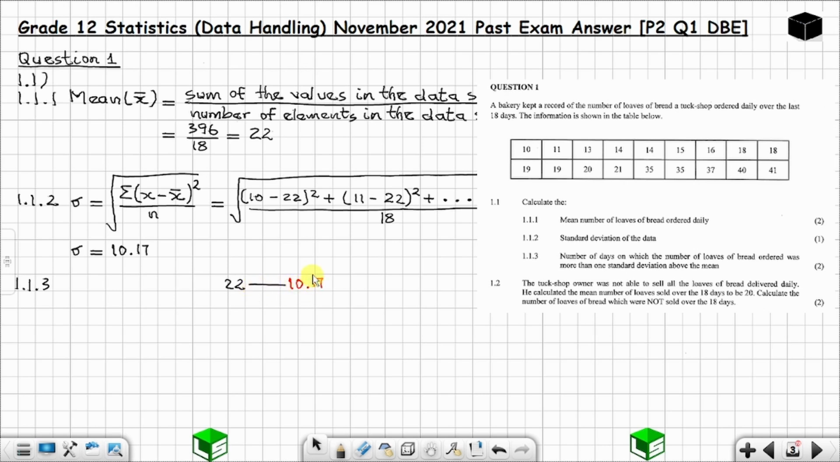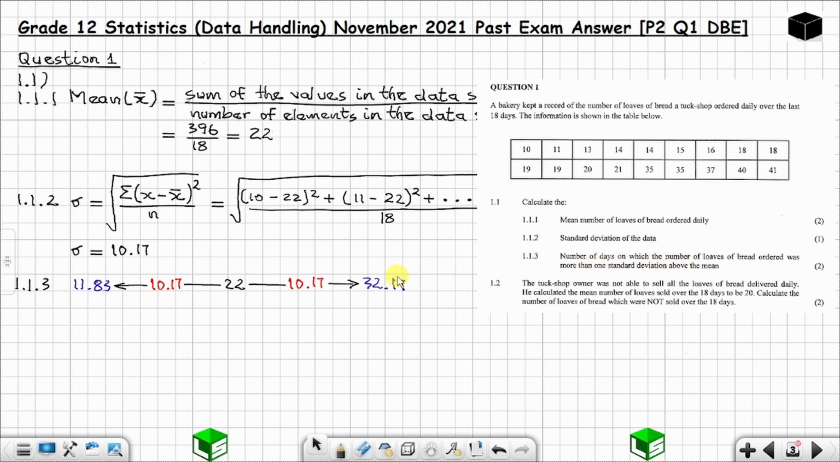If you want to go 1 standard deviation above the mean, you'll go this side. You are going to add this standard deviation, the one we calculated, to the mean. And when you take 22 plus this, it will give you 32.17. So you have gone 1 standard deviation above the mean. If you want to go 1 standard deviation below the mean, it will be this way. So you take 22 minus this, it will give you 11.83. Can you see? This is 1 standard deviation below the mean. And above the mean, it's 22 plus the standard deviation, it gives you this. And this question is only referring to 1 standard deviation above the mean.